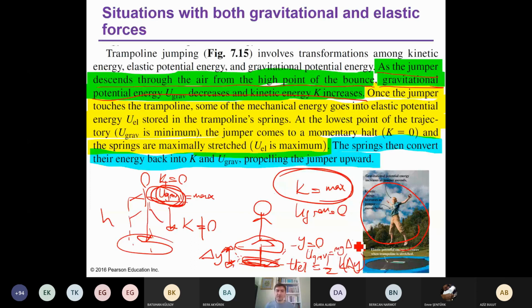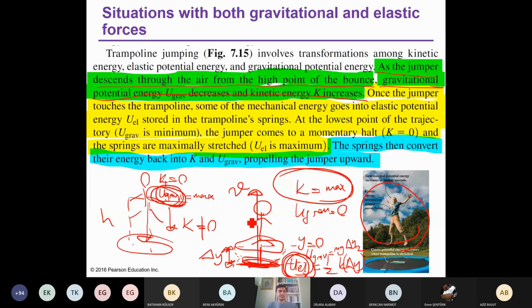Then this stored elastic potential energy will be converted to kinetic energy, and this child will jump again in this direction. So this is the relation between gravitational and elastic potential energies and also kinetic energy. You can investigate all these things within this example. And of course, you also have to consider sometimes air resistance and friction forces in the trampoline. Then you have to consider other work done by other forces on the object.